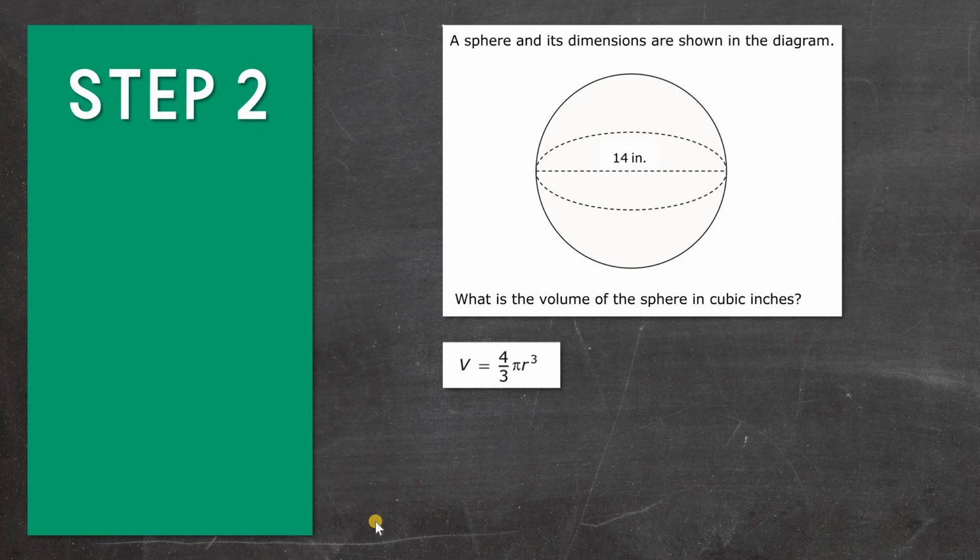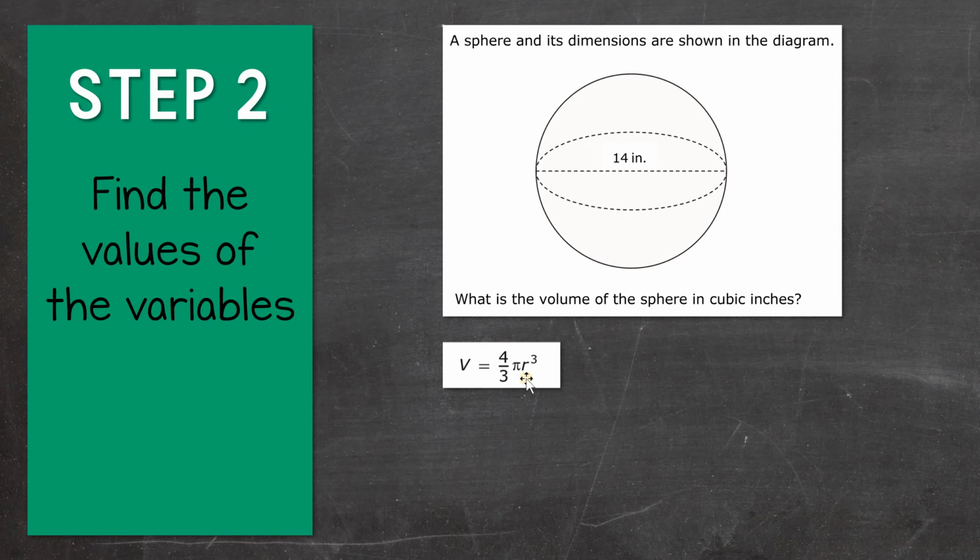Okay, step 2. We have a formula, we need to use it, so we have to find the values of the variables. That is, what letters do we need to replace? So in this formula, the only letter we need to replace is R. What does R represent? R is the radius. It looks like they might have given us the radius, but actually they didn't. They gave us the diameter.